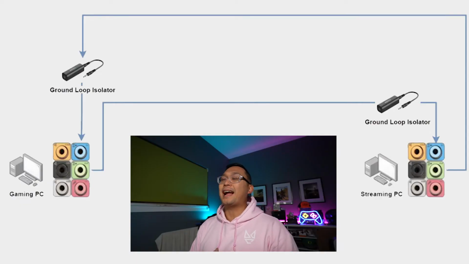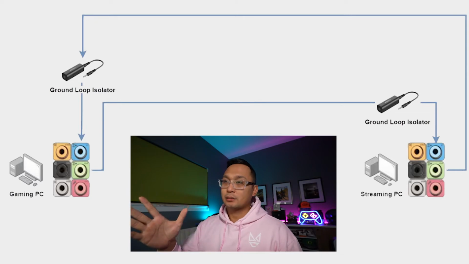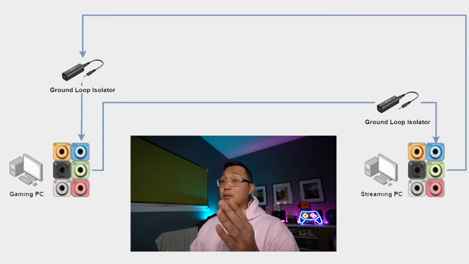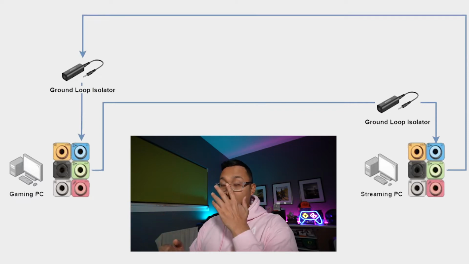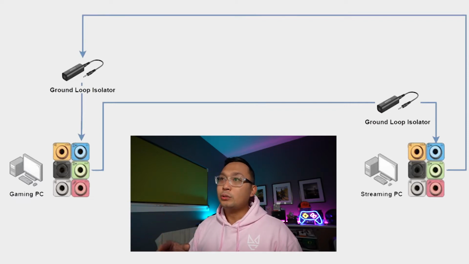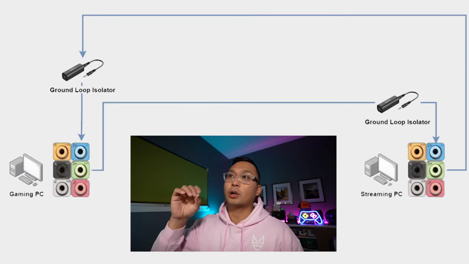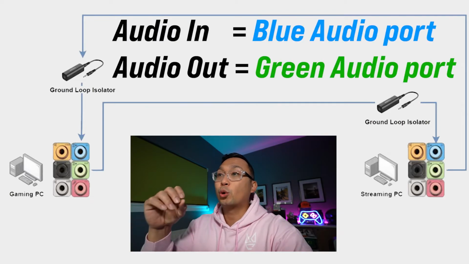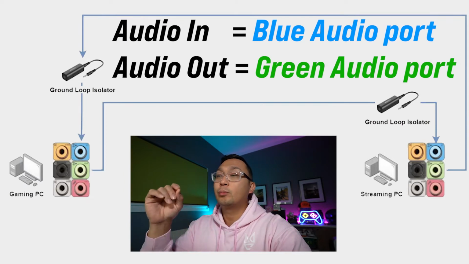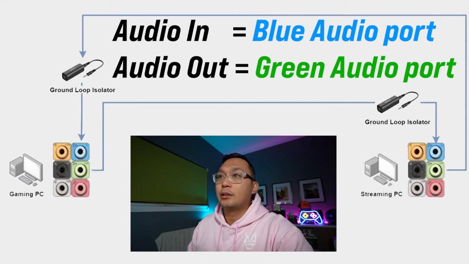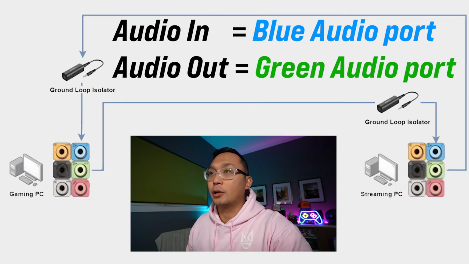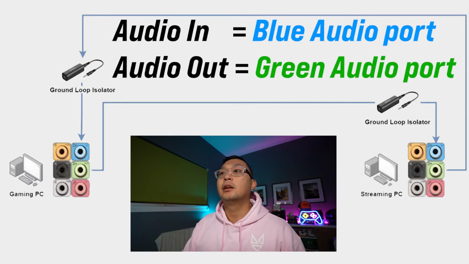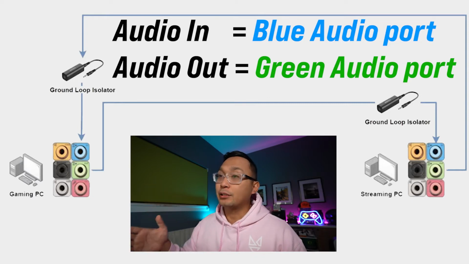All right, so let's get into how you actually set this up. First things first, let's take a look at your PCs. You've got your gaming PC and then your streaming PC. Now you need to hook up your ground loop isolators to your audio in port, and that's going to be the blue one right here. The blue one is the audio in, so that's where you hook up your ground loop isolator on both the gaming PC and the streaming PC.